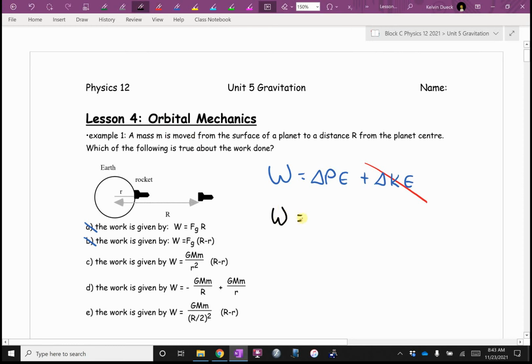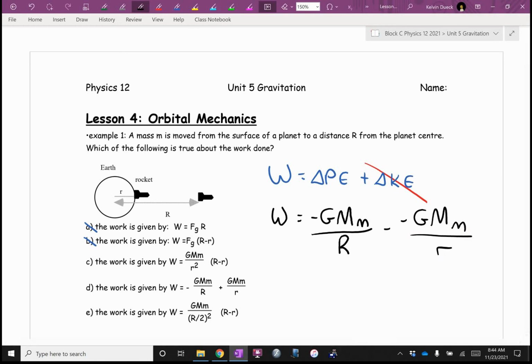What's changing, people? So this is going to be negative big G, big M, little m over, I guess our final in this question is big R, minus negative big G, big M, little m all over, and I guess our initial is little r. Do you see that in C or D or E?